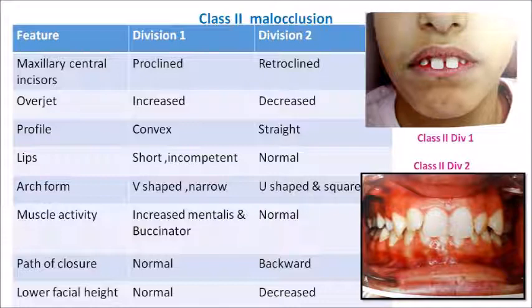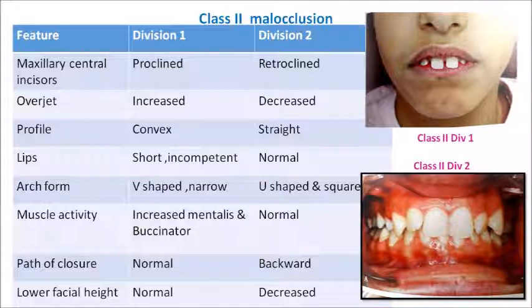So, this is because D1 is showing abnormal muscle activity. There is an increased mentalis and buccinator activity. Because of this increased buccinator activity, the arch form will be V-shaped and narrow in division 1, whereas there is normal muscle activity. Perioral muscular activity is normal in D2. So the arch form will be U-shaped and square.